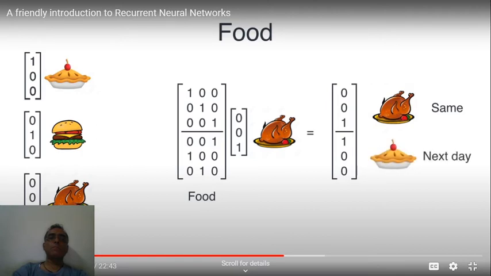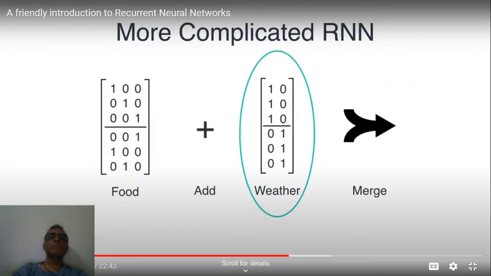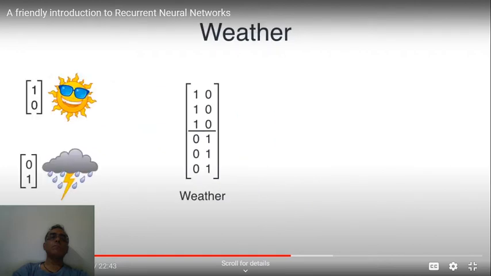So what the food matrix does, all it really does, is it takes your vector for today's food, and returns the vector for today's food and the vector for tomorrow's food concatenated. That's all it does. Now let's look at the weather matrix. The weather matrix is also a concatenation of matrices, where the top matrix just has 3 ones on the first row, and the bottom matrix has 3 ones on the second row. Check out what this does.